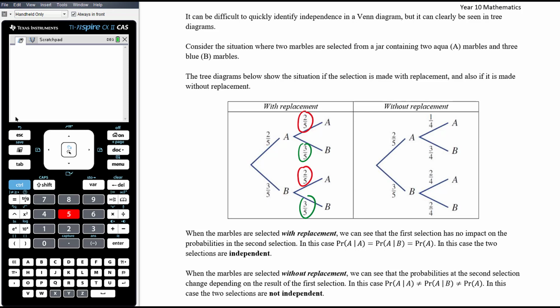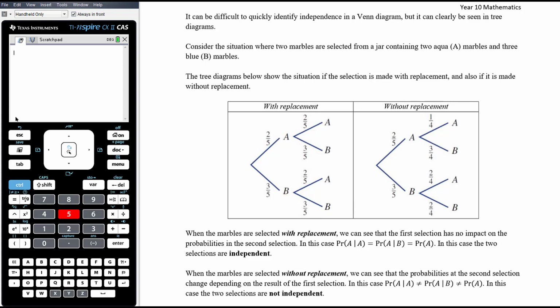Because what that's saying is that the probability that A happens given that A happened is the same as the probability of A happening given that B happened, and therefore it's just the probability of A, essentially. Okay, so if you've got the same probability happening at that second stage, then you have independence.